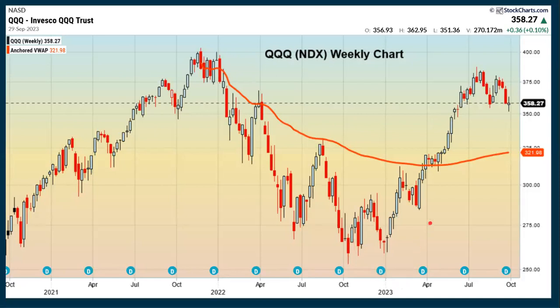Then we have a weekly chart of the QQQs as a representation of the NASDAQ 100, and then an anchored moving average going back to the all-time high. We are well above this, even though we've been under pressure here, so I haven't been showing this chart.